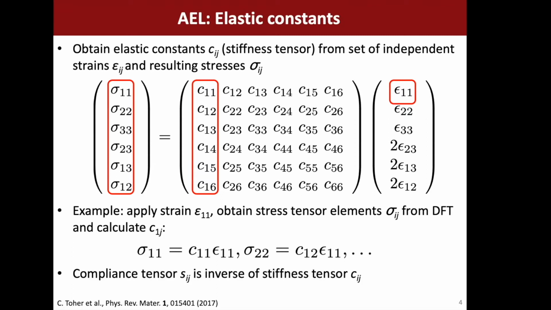Just to mention, we also have what's called the compliance tensor, S_ij, and this is the inverse of the stiffness tensor, C_ij. So you invert this matrix here, and you get this compliance tensor.